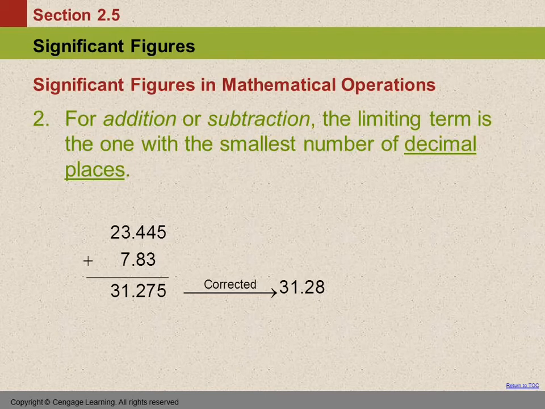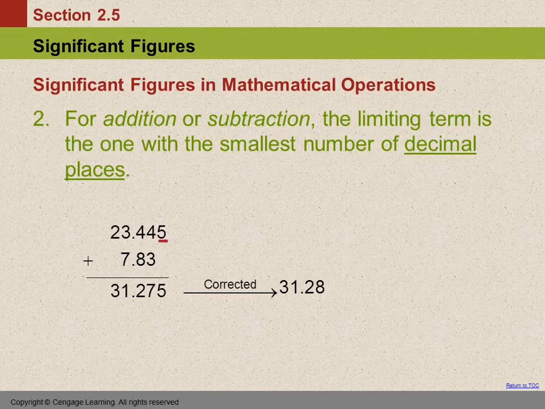Adding and subtracting. This is a little different. Here we're looking at the number of decimal places, not the number of significant figures. And I'll show you why that is. So let's say we were adding these two numbers, 7.83 and 23.445. So 23.445, which digit is uncertain?